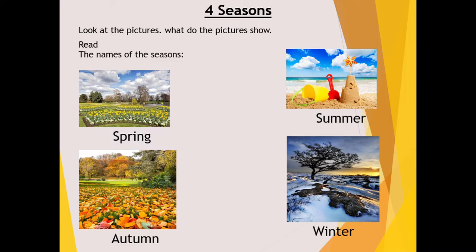How many seasons are there in a year? There are 4 seasons in a year. Which are the 4 seasons of the year? Look at the pictures. What do the pictures show? Read the names of the seasons: spring, summer, autumn, and winter. These are the 4 seasons of the year.